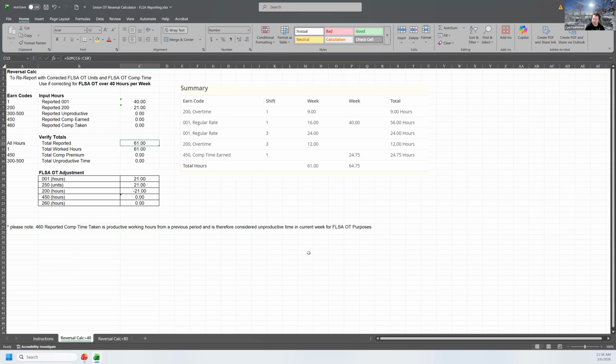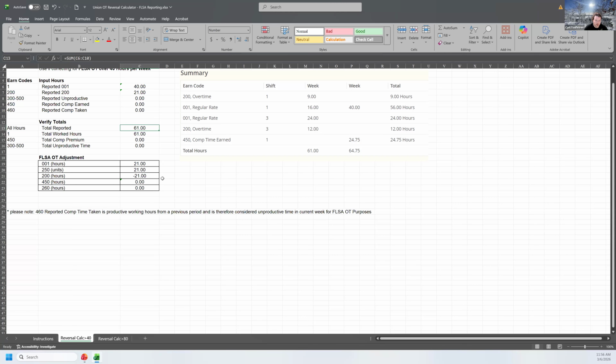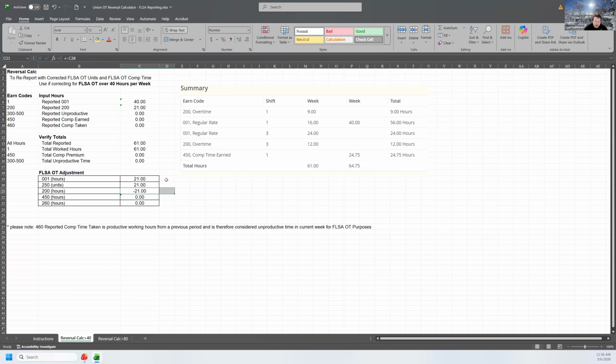You worked 001, then you got overtime. Now, since you already hit your 40 threshold, all of it is going to be considered FLSA. So we need to move it from 200. We're going to have to do negative 21 hours here, positive 21 hours here at straight time, and then positive 21 units at that half premium. Okay, good. Moving on. Let's do week 2. We got 40 here, 0 here, and comp time earned is 24.75.